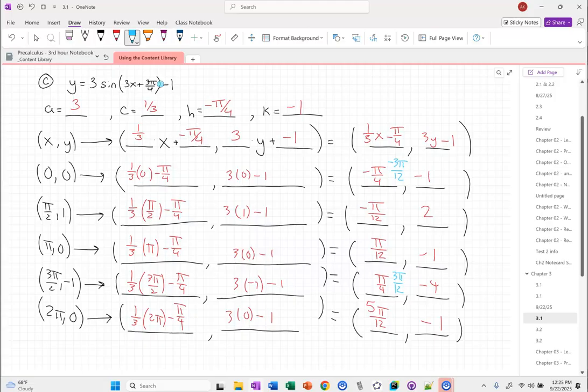Now, if I'm going to graph this, what unit am I using on my x-axis? I'm going to use 12s, pi over 12s, right? All the denominators are in 12s. Wouldn't that make it easiest to graph? Sure. Because then I can just count like 3 units left, 1 unit left, 1 unit right, 3 units right.